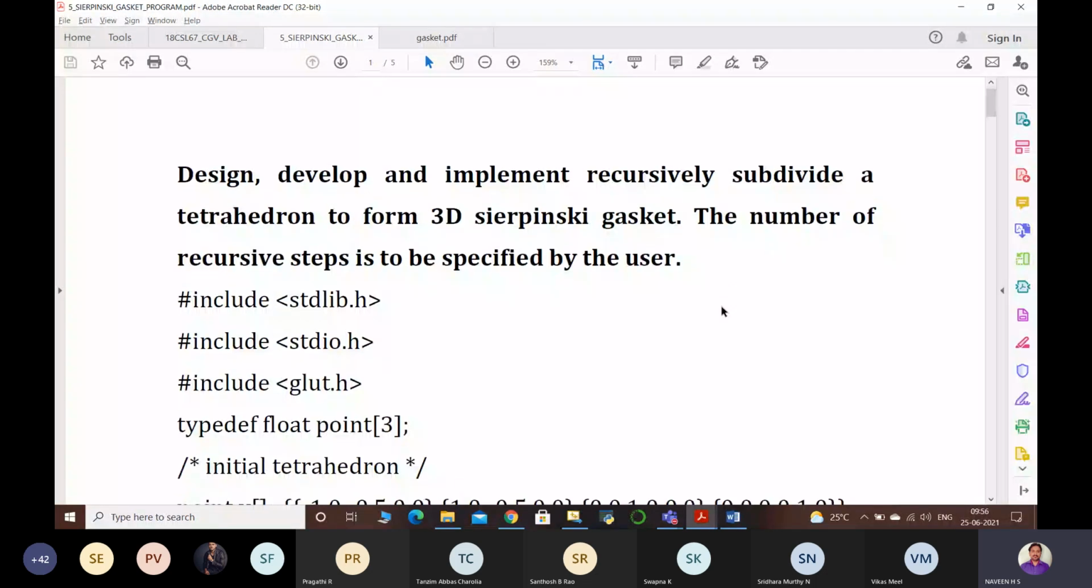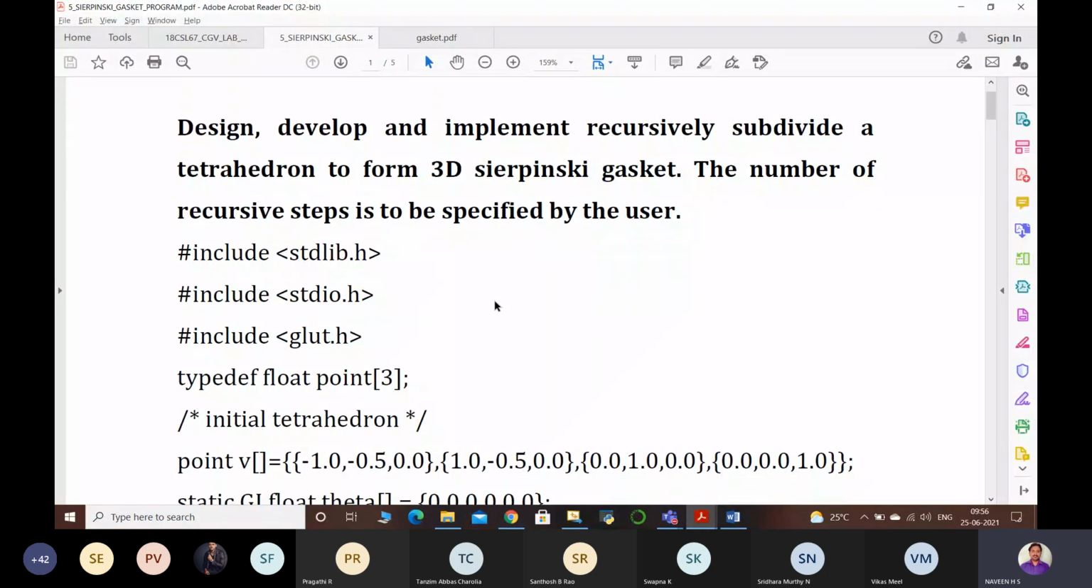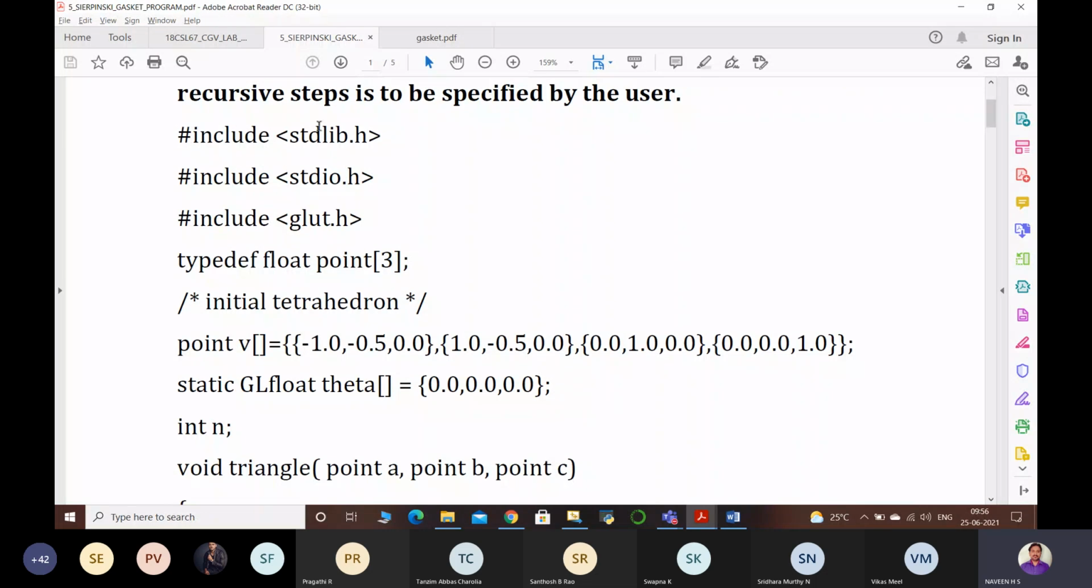So same thing, they have given design, develop, implement, the same question repeating. We already know, so all the library functions, we are going to include the standard library functions along with the OpenGL library glut.h. And we require three different sets of points. I am going to specify those as a floating type, point, an array of 3.